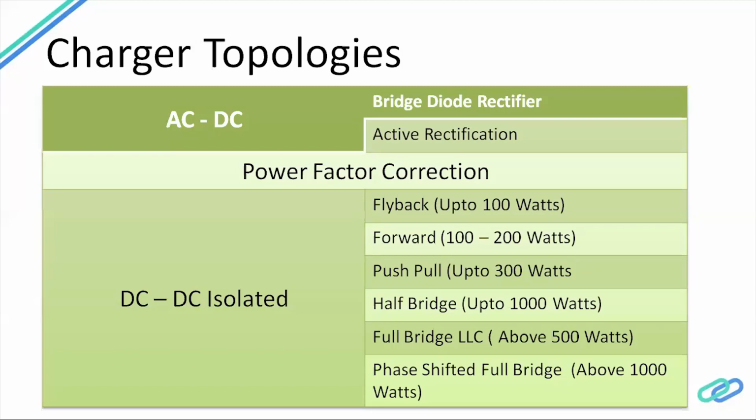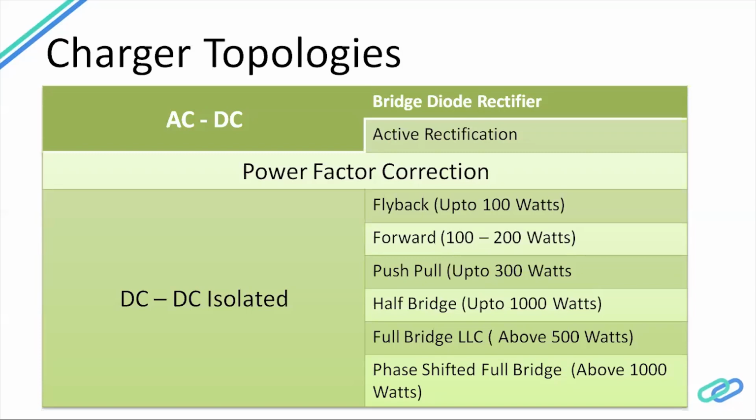So first of all, on the top we have AC to DC. Means every charger will require this portion, AC to DC. It will convert the 240 volt AC or 415 volt AC supply into DC voltage. That can be done by two methods: diode bridge rectifier or active rectification. So basically it's a type of rectification, which converts AC voltage into flat DC voltage.